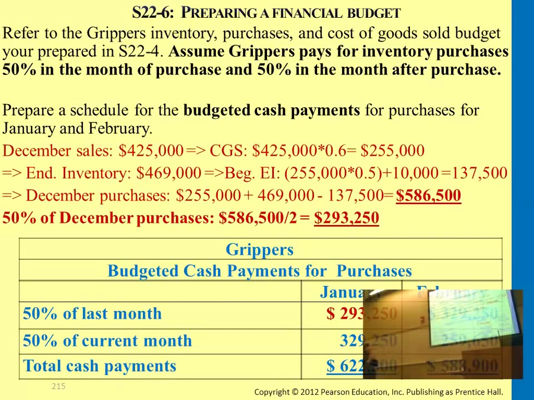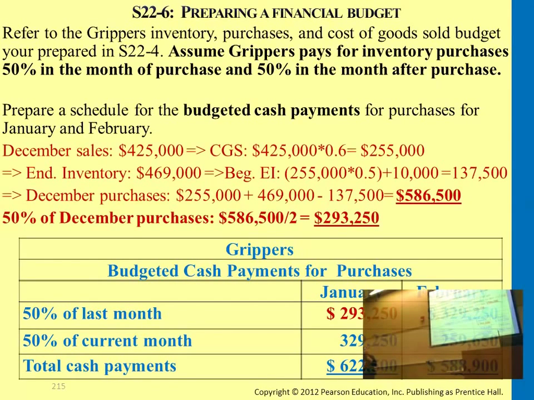Then based on cost of goods sold, that's the portion of the inventory that you expect to sell out. Ending inventory is the portion that you expect to keep. So ending inventory, we already got it from previous tables, is $469,000. Remember, it's using half of January's cost of goods sold, plus $10,000.